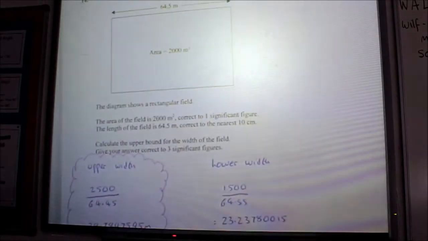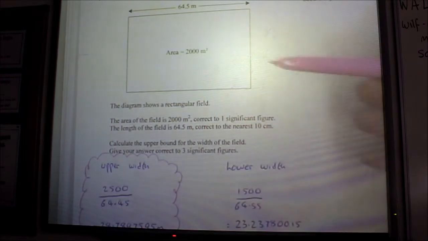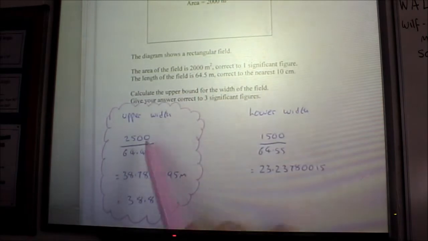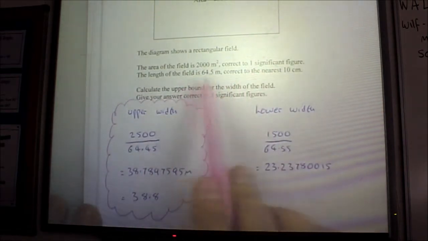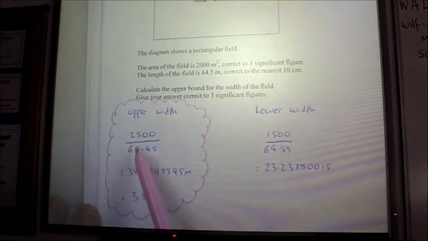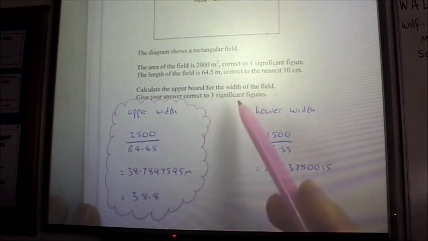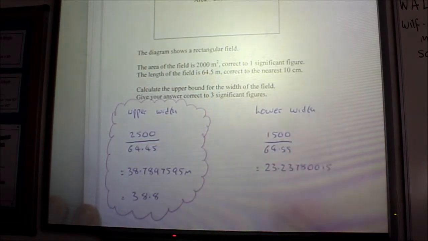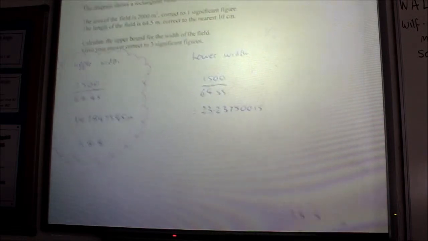Question 14, calculate bounds again. It's only asked for the upper width this time. The width is this length here it's after. So what you need to do is round 2,000 to its upper bound, so that's 2,500 because it's correct to one significant figure. You want the length to be the smallest it can be, which is 64.45 because it's to 10 centimetres. That equals that, but give your answer to three significant figures, which is 38.8. I've done the lower bound there as well, but I didn't really need to do that. I should have read the question first. So the answer is 38.8 for the upper bound for the width of the field.